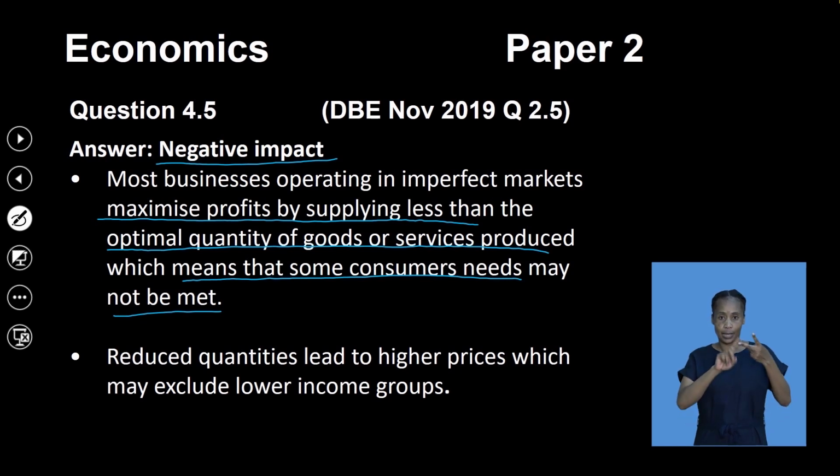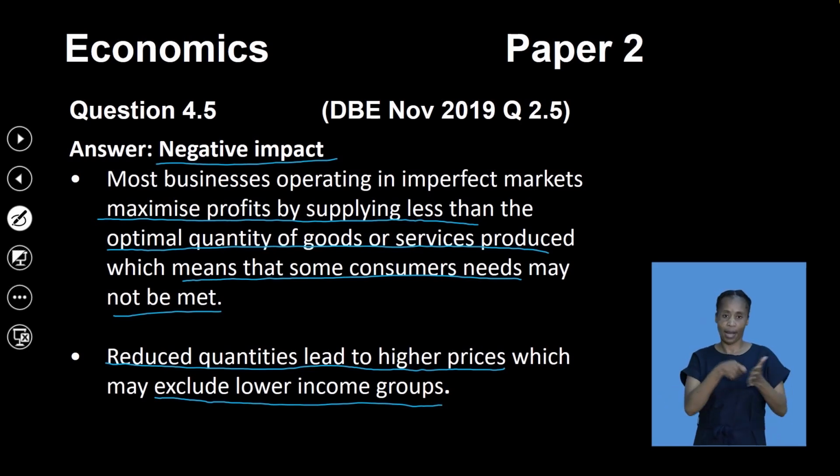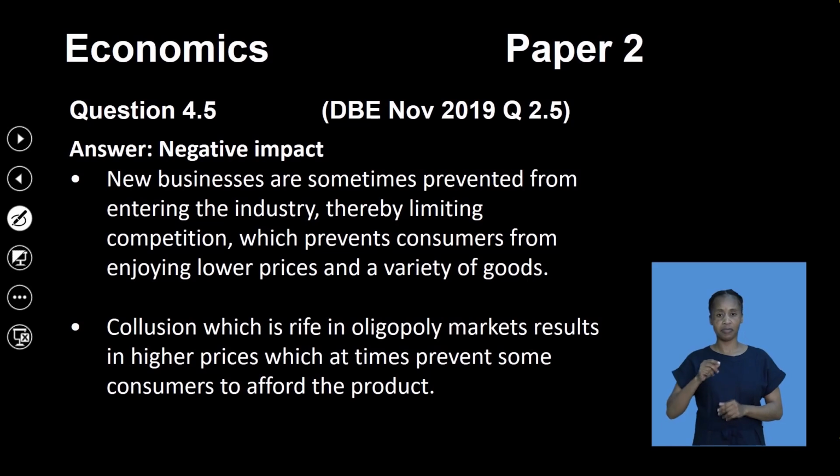Second point, reduced quantities lead to higher prices, which may exclude lower income groups. Right, so that's the second one. Imperfect markets normally charge higher prices. Let's go to the third one.